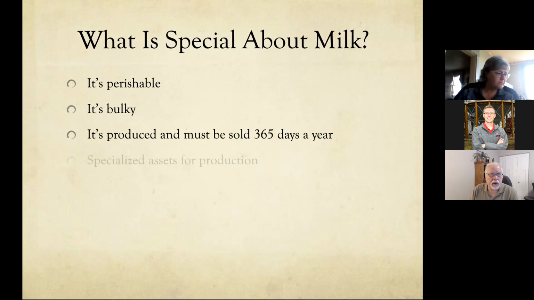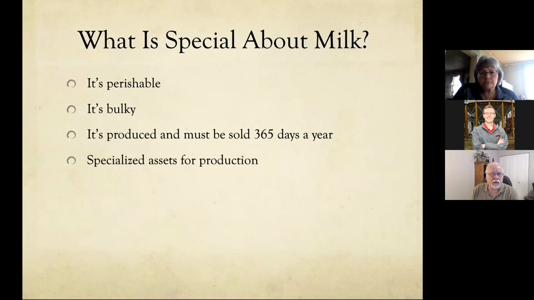It also requires a lot of specialized assets. Something like a milking parlor, you can put $500,000 into a modern milking parlor today without working extra hard at it. And that parlor is good for one thing, and that's milking a dairy cow. You can't milk a dairy goat in there. You sure can't do anything else with a parlor. It's going to milk dairy cows, period.